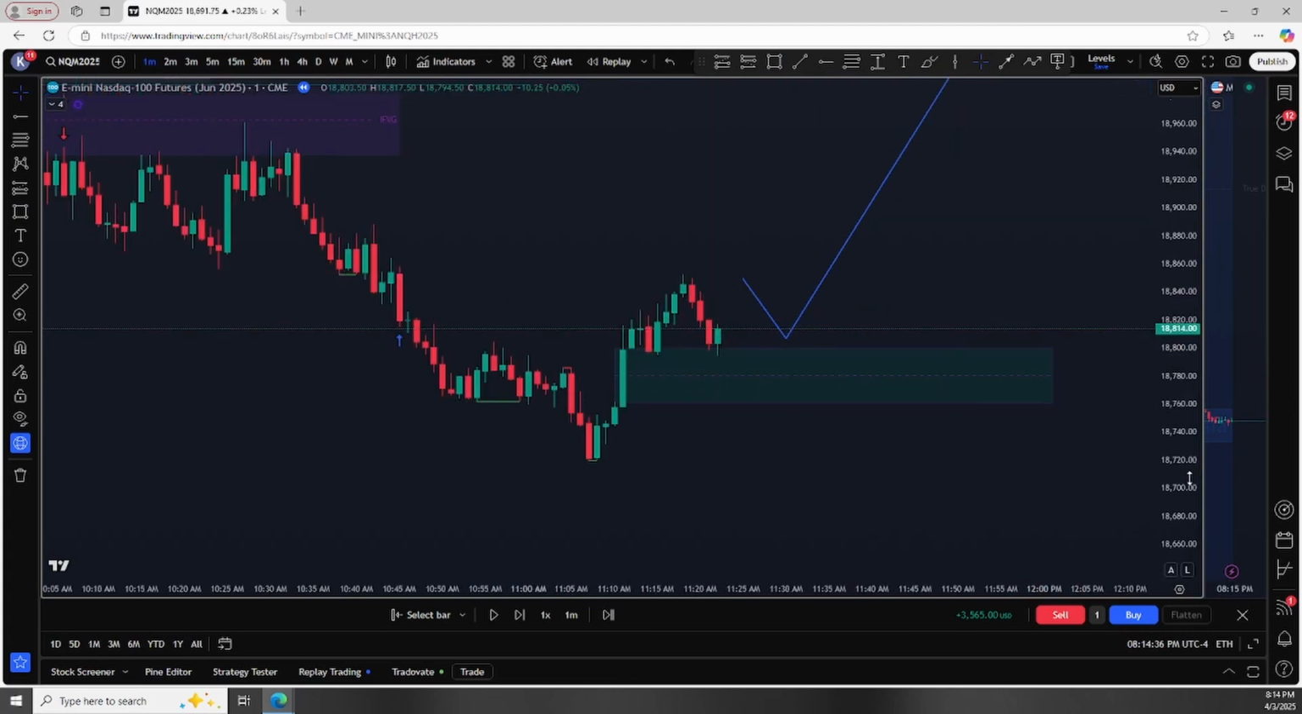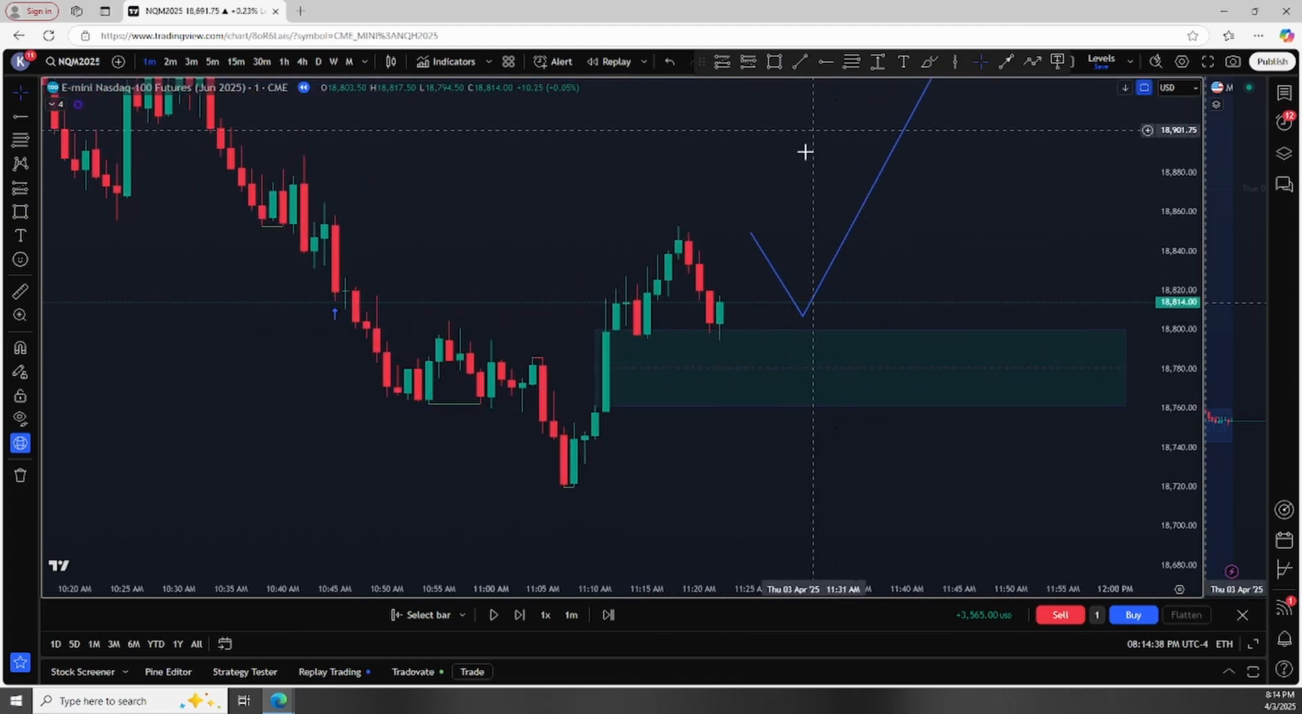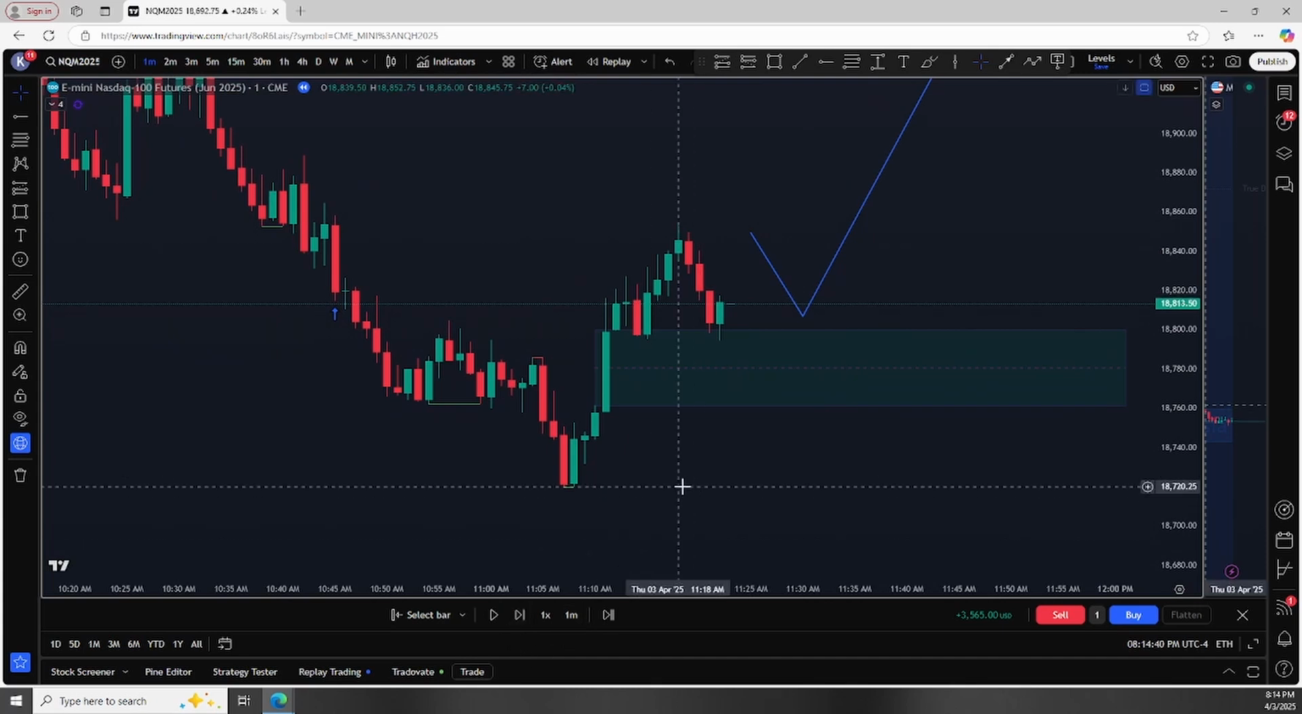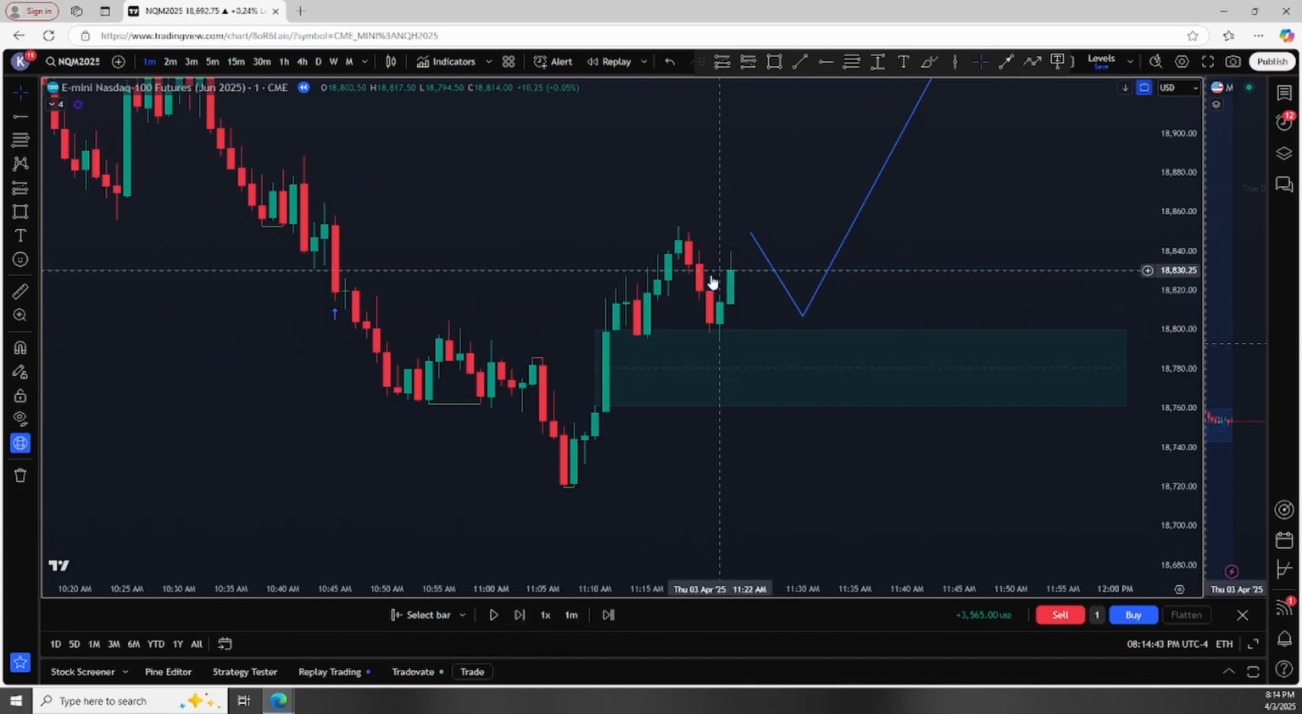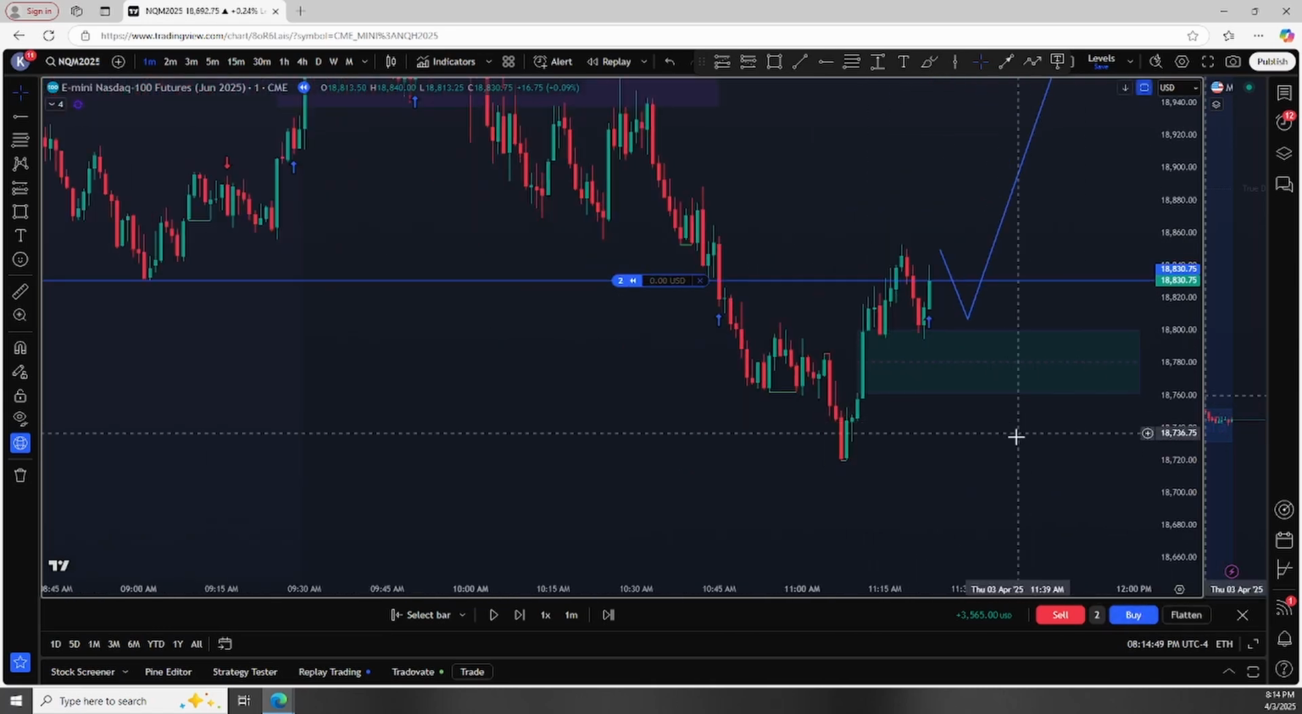And it is about to make an H1. So if this makes an H1, I'm going to get long. Boom. Entry right there. So I'm going to buy 2.